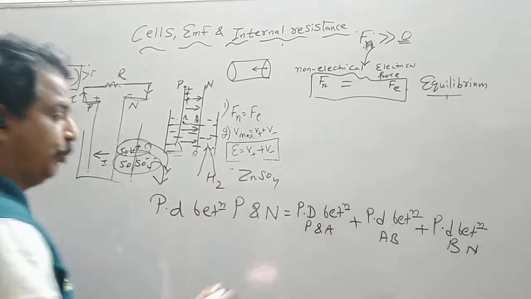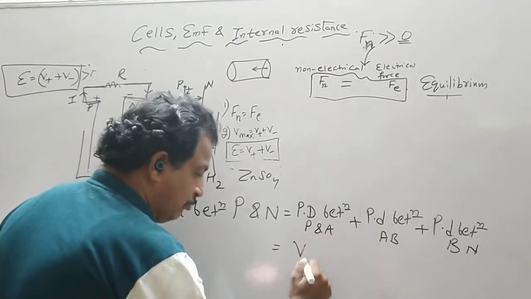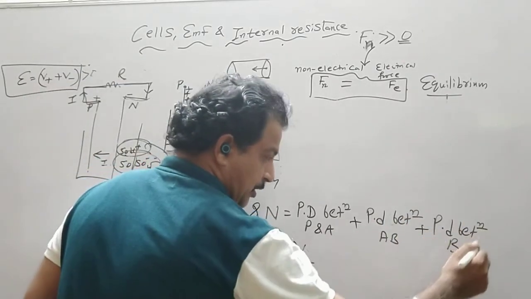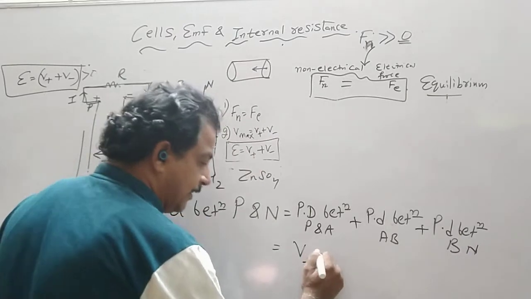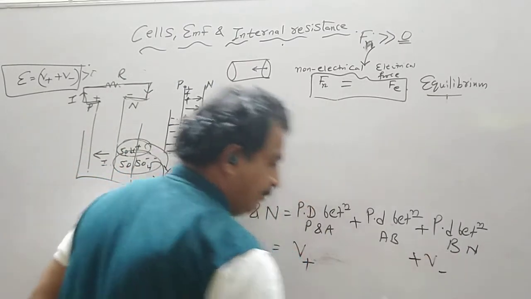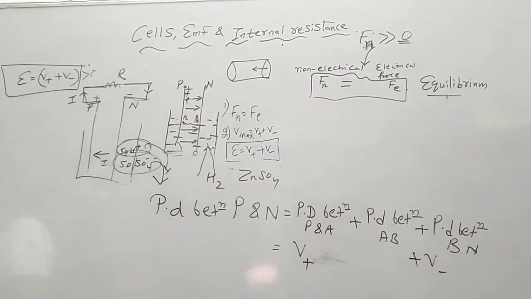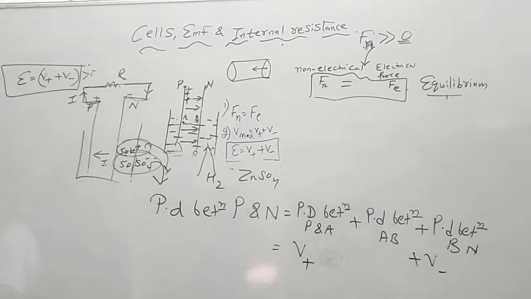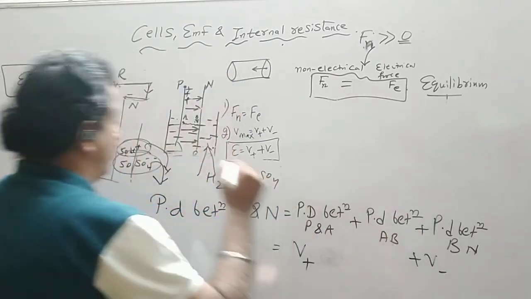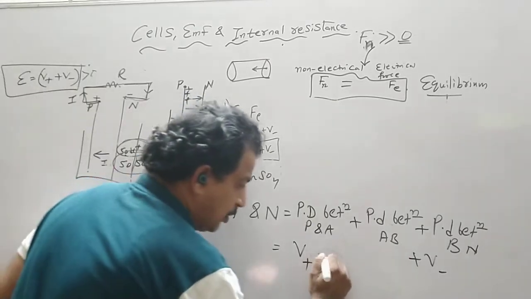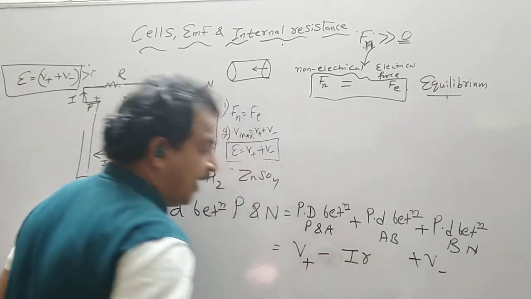So the potential difference between P and A, which we have taken as V plus. The potential difference between B and N, it was taken as V minus, which is also greater than 0. Then the potential difference between A and B. Now the current is being drawn, so the potential drop is called minus IR.